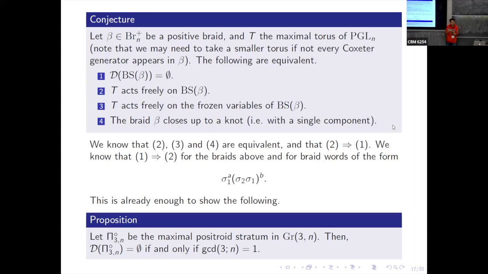Yeah. There's a question from Pete Thomas in the chat. Is there any connection between the condition that 3 has to divide N and Chris Fraser's braid group action for Gr(3,N), which only gives when 3 divides N? Oh, that's a great question. I don't know. I haven't thought about it.